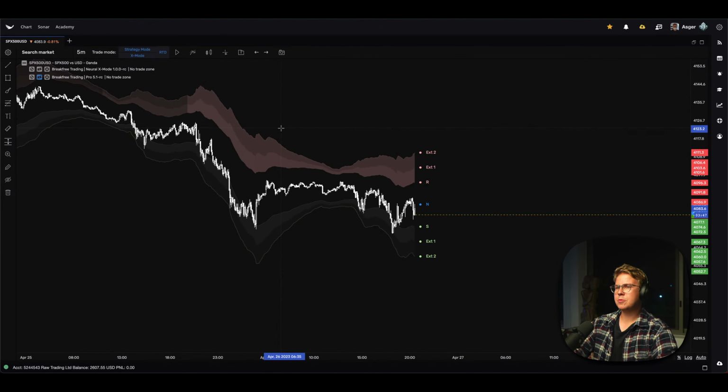So you can see we got SPX here. We got a red band here. That means that we are looking to sell up here, and we're not looking to buy really.